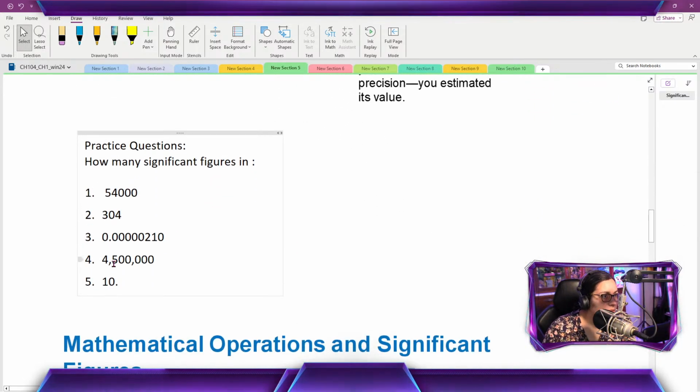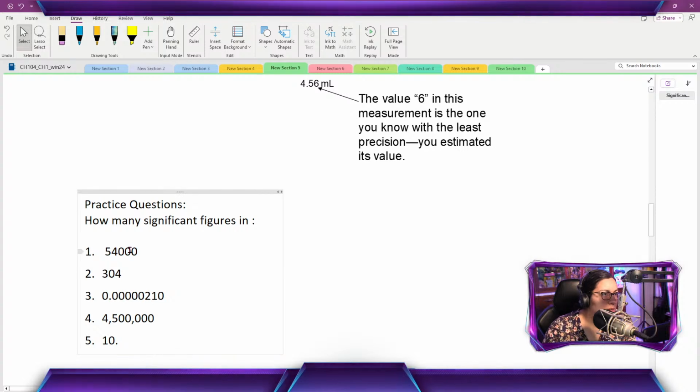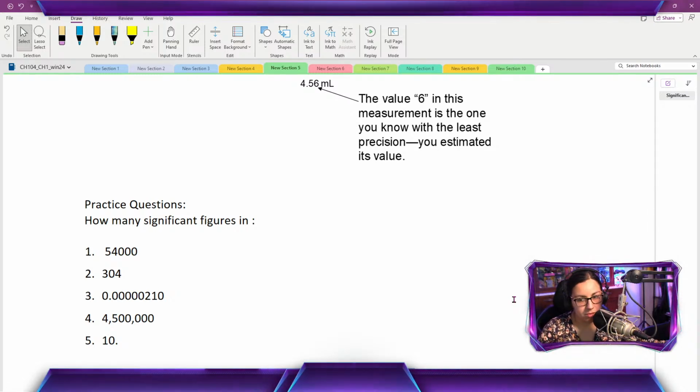All right, let's take a quick minute or so to figure out how many sig figs are in all of these examples here. And then we'll go over them, of course. And as usual, you can post your answers in the chat. I kind of know where people are.